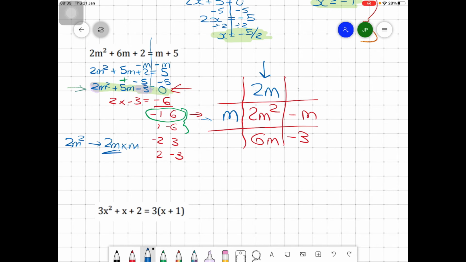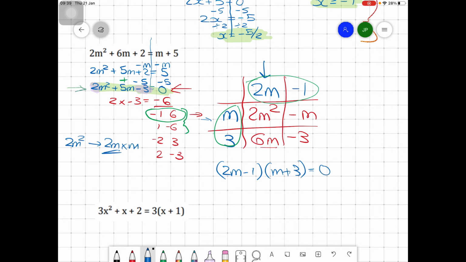M to negative m are times by negative 1. Negative 1 to negative 3 are times by 3. Check your last box. 2m times by 3 makes my 6m that I'm after. Okay. Happy with that? Take my top row, take my first column. So I have 2m minus 1, m plus 3 equals 0.